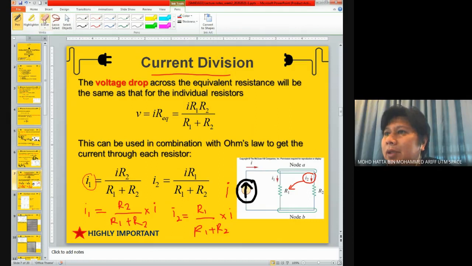Maybe you would like to ask about what happens if I have more than two branches. Can I use this kind of equation as well?